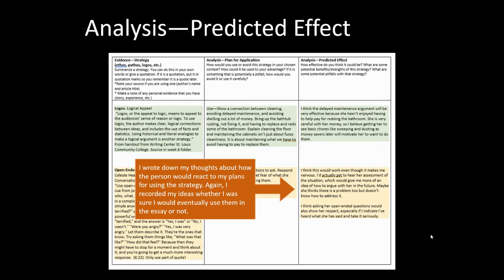And then in this last column, the analysis predicted effect, I wrote down my thoughts about how the person would react to my plans for using that strategy. Again, I recorded my ideas, whether I was sure I would use them eventually in the essay or not. I ended up using a lot of it. Some of it I just copied and pasted. It was really handy. So that is the graphic organizer for Manage Your Essay 2.